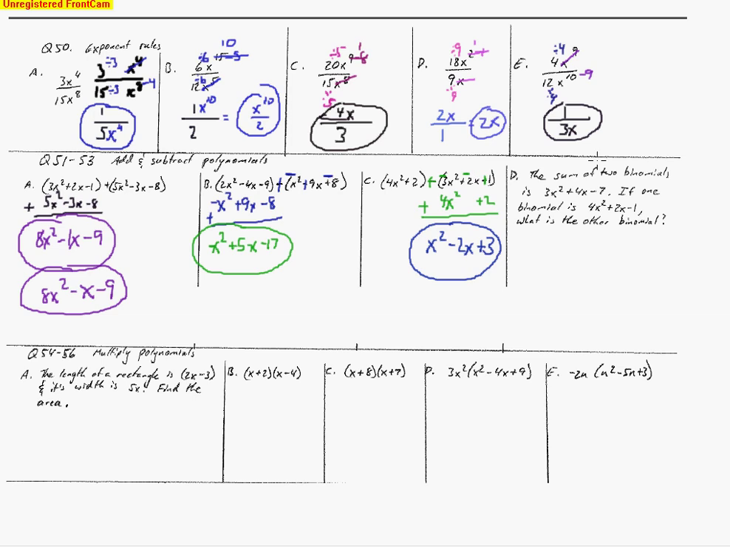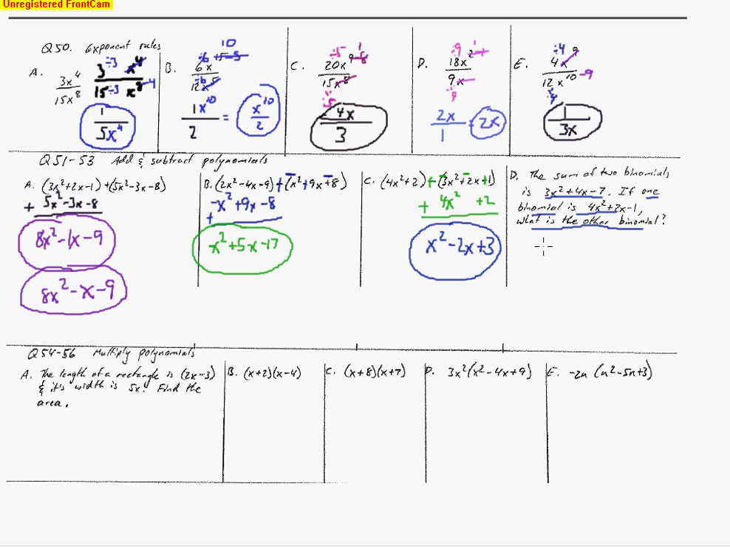Well, here's a problem that asks us to add. It says the sum of the two binomials is this. Oh, okay, this is the sum, so maybe it's a subtraction problem. So if one binomial is this, what is the other? Well, the two binomials sum to make this. That means that we don't know one of them. So it's kind of like this.